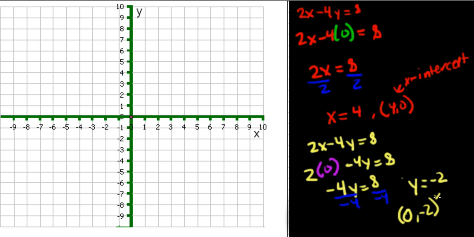We can now plot these 2 points. So we can start off by plotting 4, 0. Start at the origin, go 4 units to the right, and then stay on the line. That's your x-intercept. Now to plot the second point, stay at the origin, and then go 2 units down. And now we can use a line to connect the 2 points in order to produce a graph.